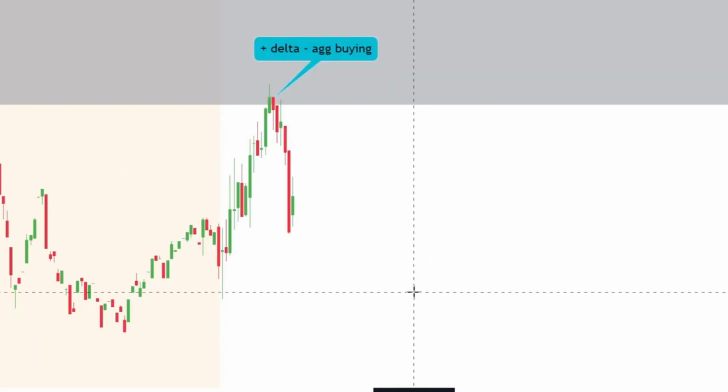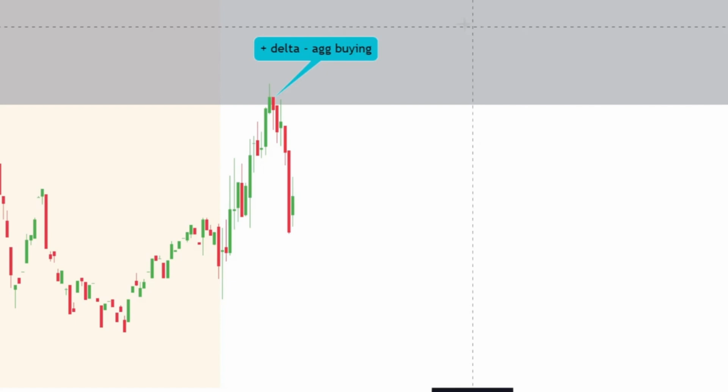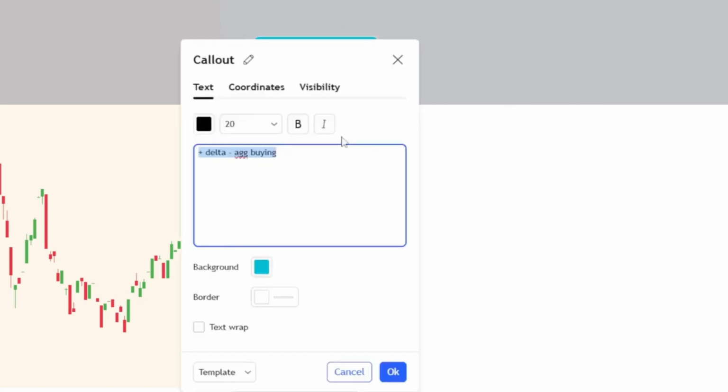This gives us an indication that our supply zone may actually hold. Supply may be in control. The sellers may be in control. And that shows us that we could be looking for potential short trades, which is how this trade panned out. So we're seeing a positive delta, and we're seeing aggressive buying that's currently not being rewarded.